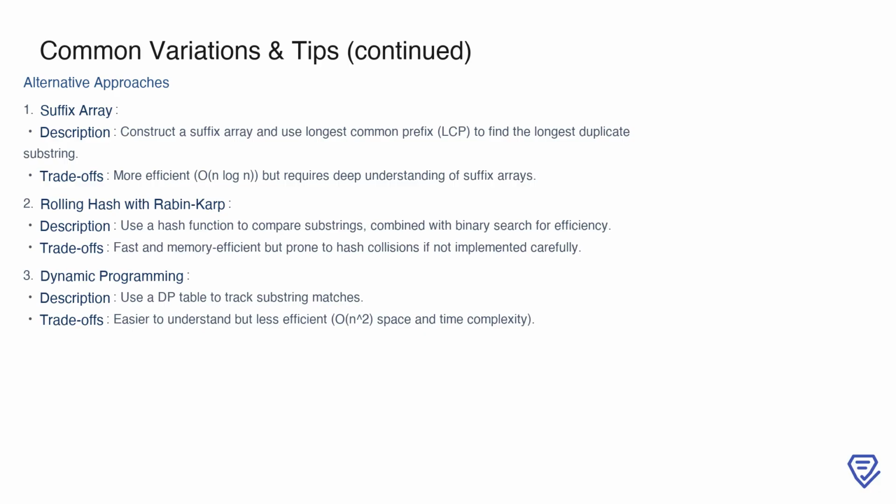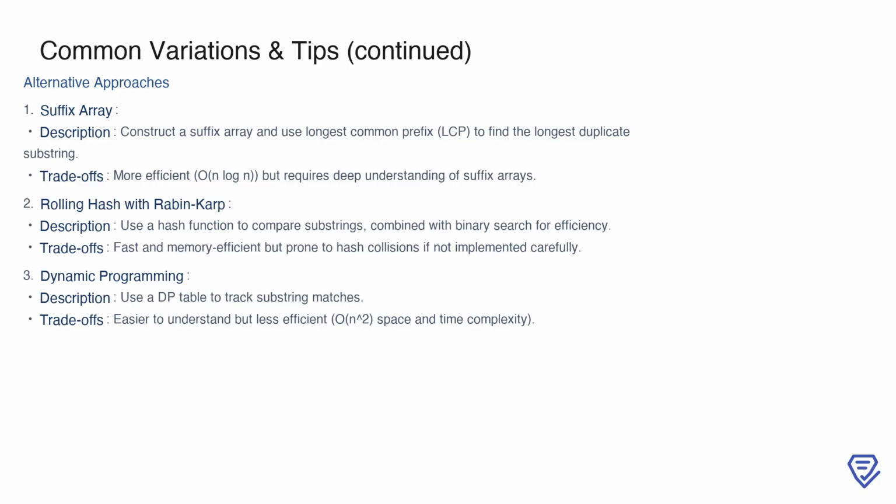There are also alternative approaches to solving this problem, each with its own strengths and trade-offs. One option is using a suffix array. This involves constructing the array and leveraging the longest common prefix, or LCP, to identify the longest duplicate substring. While efficient with an O(n log n) complexity, it requires a strong understanding of suffix arrays, which can make it challenging for some. Another method is the rolling hash with Rabin-Karp. This technique uses a hash function to compare substrings, combined with binary search for added efficiency. It's fast and memory efficient, but you need to implement it carefully to avoid hash collisions, which can compromise accuracy.